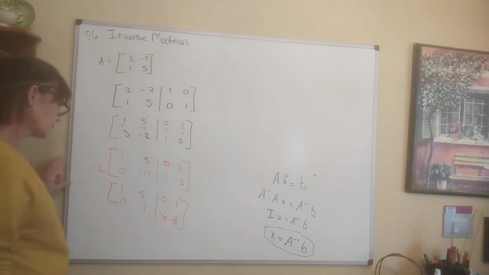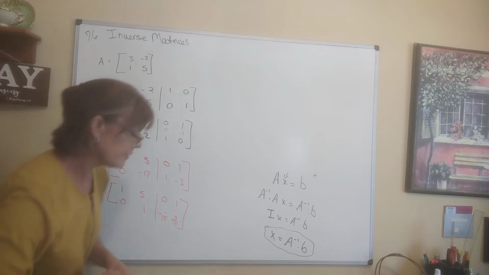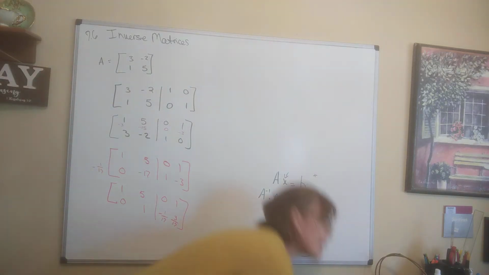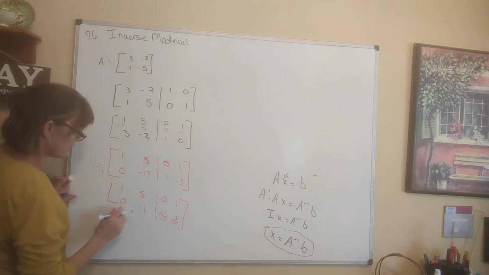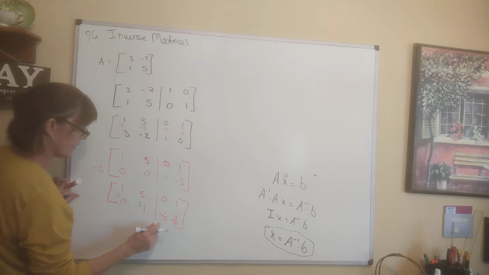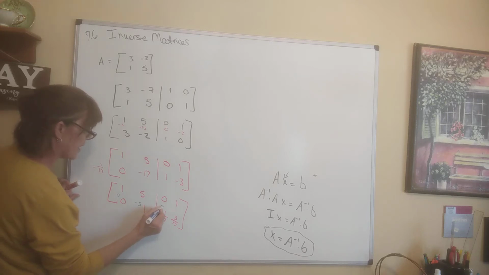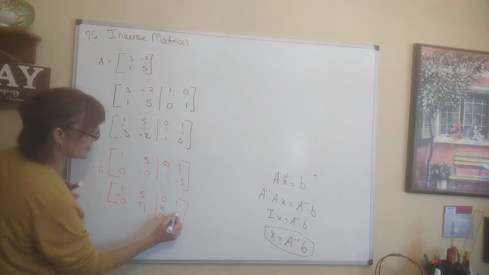All right. Now, I want a 0 right here, and I'm done. I'm going to borrow the bottom row again. I'm going to multiply the bottom row by negative 5, and then I'm going to add it to the top row. 0 times negative 5 is 0. 1 times negative 5 is negative 5. Negative 5 times negative 1 over 17 is 5 over 17. Negative 5 times 3 over 17 is negative 15 over 17.